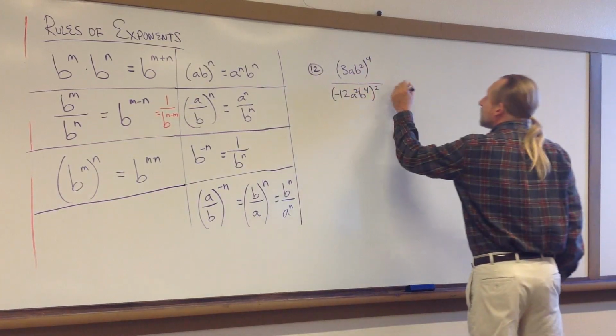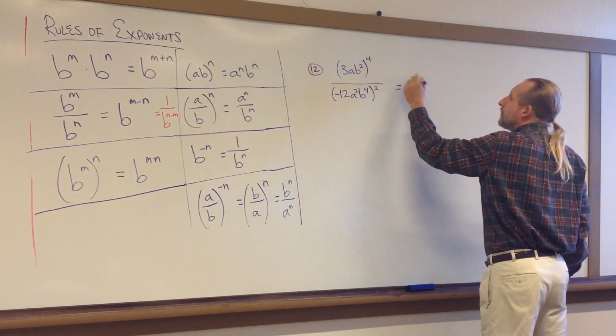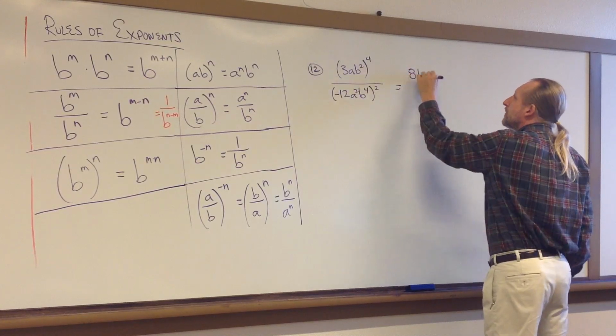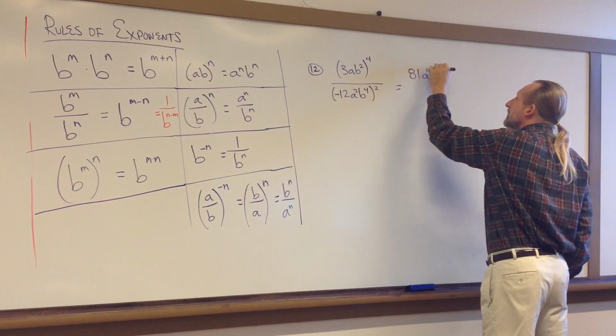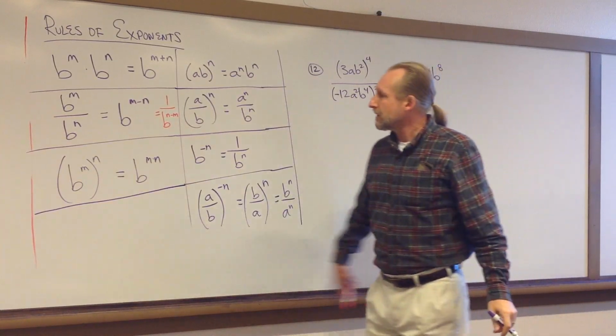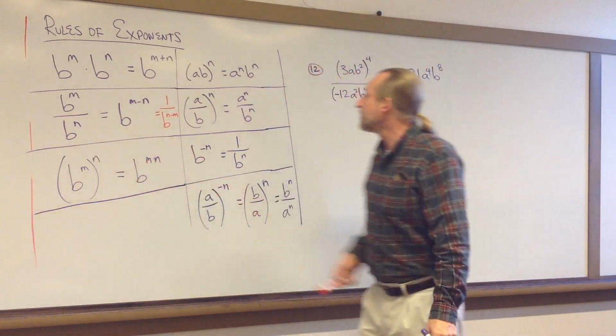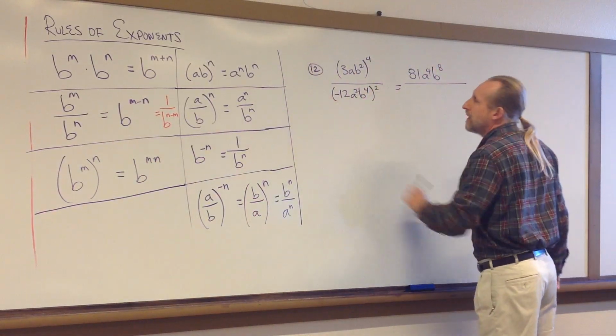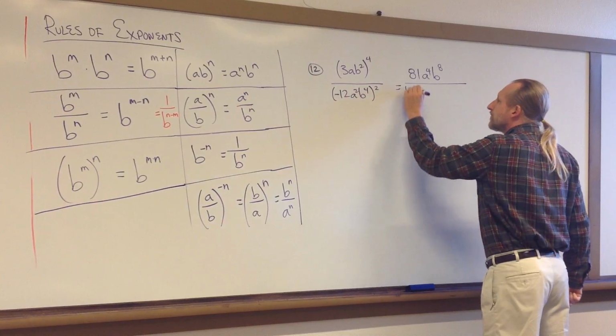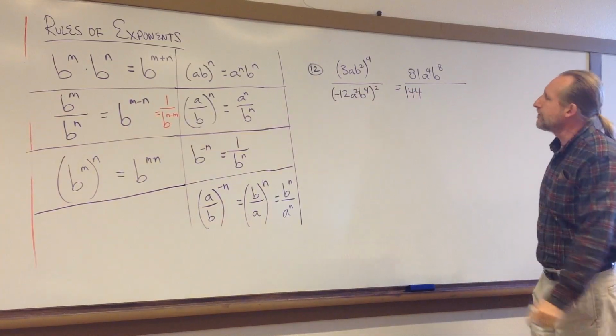So let's go ahead and do that, okay? So this is 3 to the 4th, which is 81, a to the 4th power, and then this will be b to the 8th power, right? When you're raising a power to a power, you multiply those exponents. 2 times 4 is 8. Okay, on the bottom, -12 squared, don't forget that's positive 144.